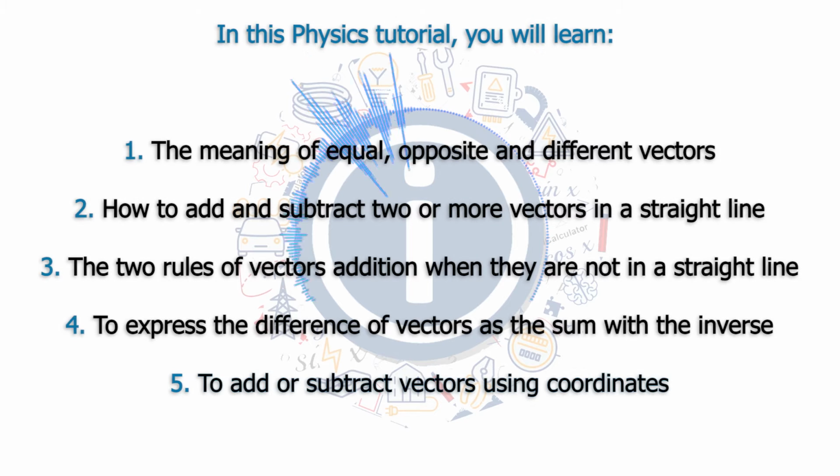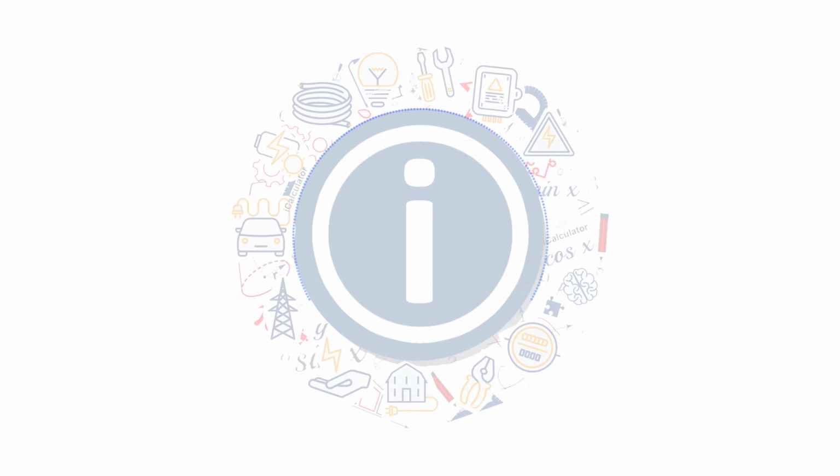In this physics tutorial, you will learn: 1. The meaning of equal, opposite and different vectors. 2. How to add and subtract two or more vectors in a straight line. 3. The two rules of vector addition when they are not in a straight line. 4. To express the difference of vectors as the sum with the inverse. 5. To add or subtract vectors using coordinates.